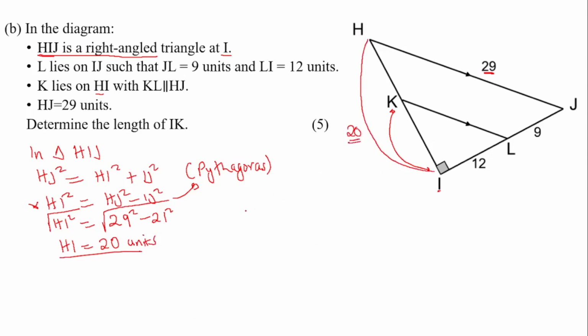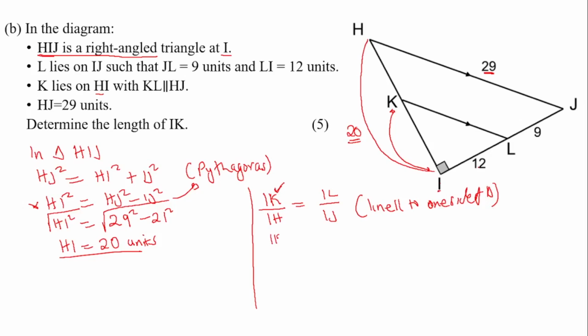Right, now we can use our proportionality theorem then. So we can say here IK over IH or HI is equal to IL over IJ. Right, the reason you write: line parallel to one side of triangle. IK, that's what we're looking for, and then IH, that's 20, is equal to IL, that is 12, and then IJ, that is 21.